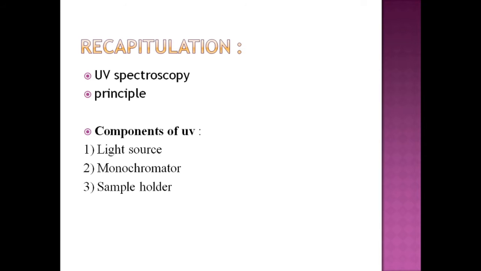So the principle of UV is based on electronic excitations. Now, components of UV. First is the light source. There are five types of light sources, that is tungsten lamp, deuterium lamp, mercury lamp, xenon discharge lamp and hydrogen discharge lamp. These are the types of lamps which are light sources.